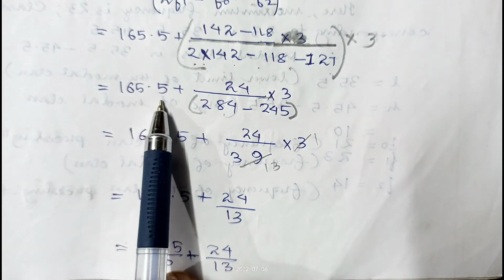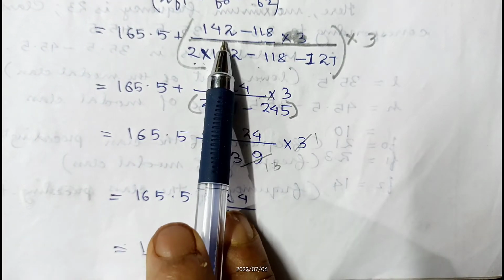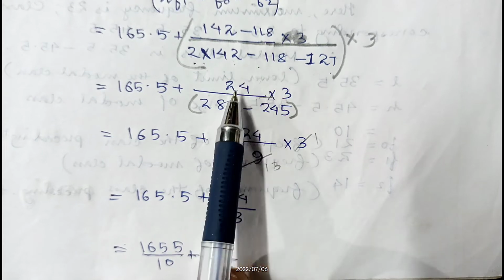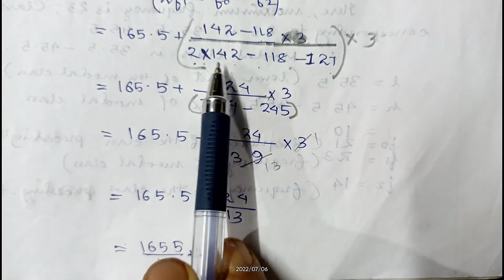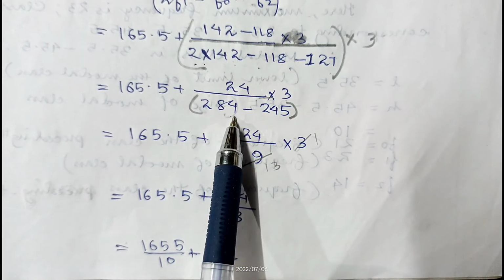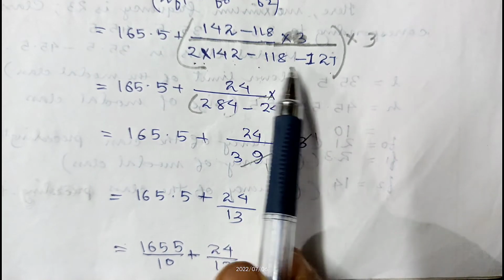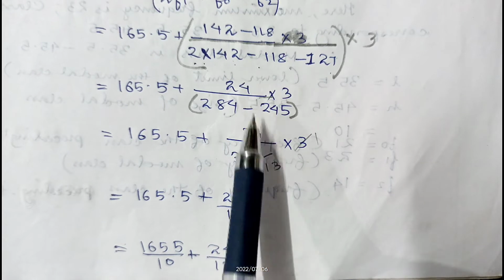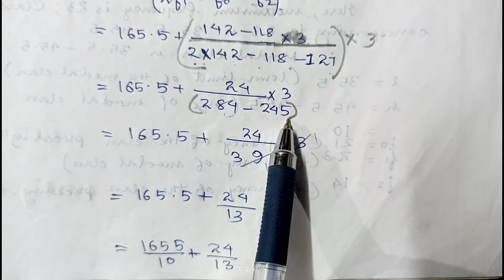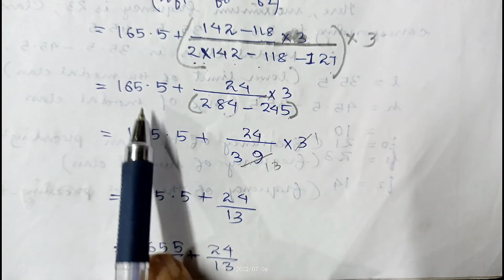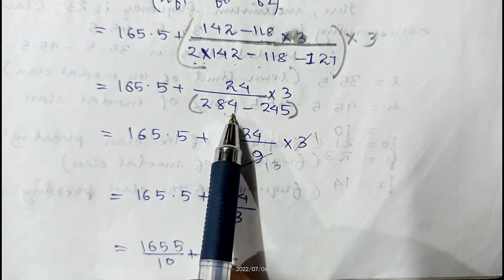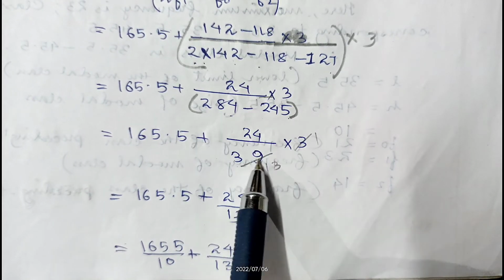So it will be 165.5 plus 142 minus 118, which gives 24, by 2 into 142, which is 284, minus 118 and 127. These two will be added because both of them are negative. It will give 245, into 3. Now 165.5 plus 24, and 284 minus 245 is 39.